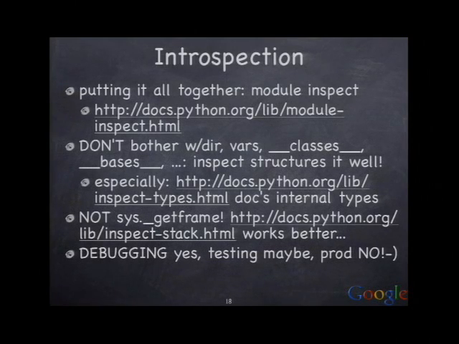Moving on to introspection, the key point I want to make, and I make every time I speak about introspection in Python: use the standard library module inspect. Somebody's already done all the work of doing all the possible introspection work on all kinds of objects, all kinds of types, and so on, and made them available as very nice functions, very nicely documented. Don't bother calling dir, calling vars, looking at __class__, looking at __bases__. The inspect module does just about anything you will ever want. I particularly recommend looking at this URL, which is a very concise summary documentation of the internal types.